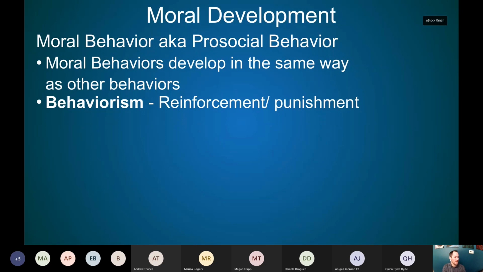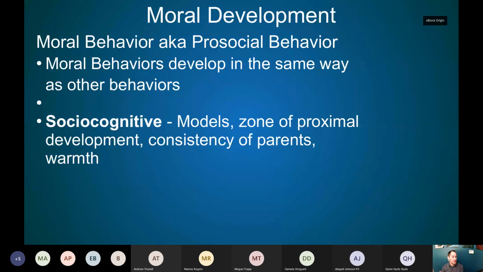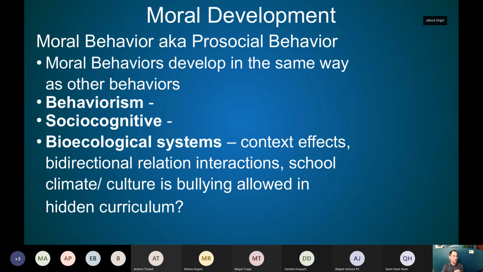So to learn these behaviors, we can do it a lot of different ways. Reinforcement or punishment, so reinforcing the pro-social behaviors. If the children are cooperating, maybe the teacher reinforces that behavior. Sociocognitive models, so doing the things, doing snow shoveling, for example, using the zone of proximal development, seeing the parents be consistent in their behavior, being warm about it. So you can see how that can also bring in some of that behaviorism as well.